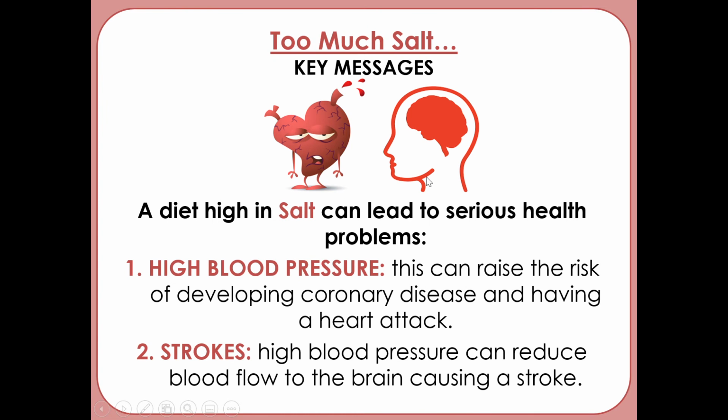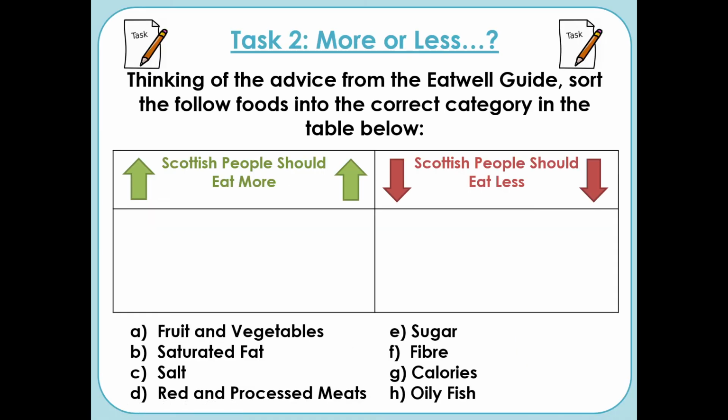Last one on that one was too much salt. Okay, so if you had too much salt in your diet, it could cause high blood pressure, which raises the risk of developing coronary heart disease and having a heart attack. And then obviously linked to that as well is the risk of stroke. Okay, so make sure you're not having too much salt either. So that was just a recap, guys, of the Eat Well guide and the key points from that.